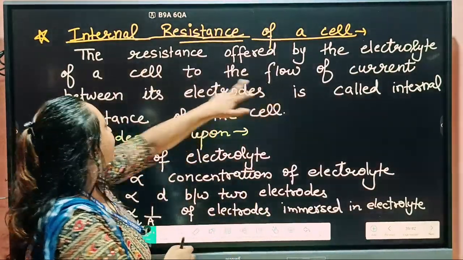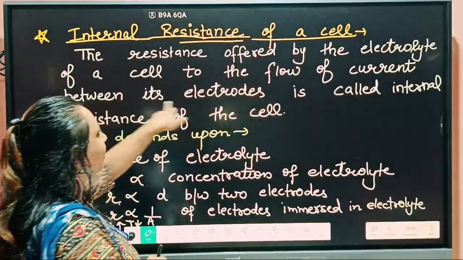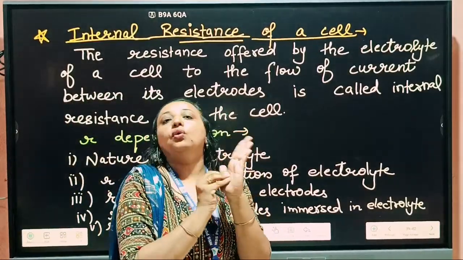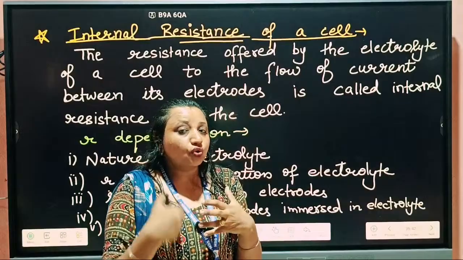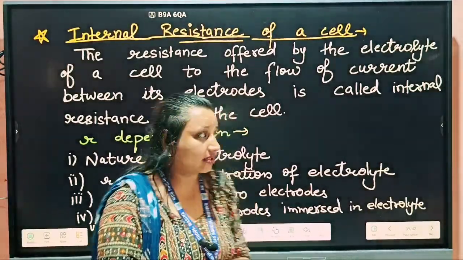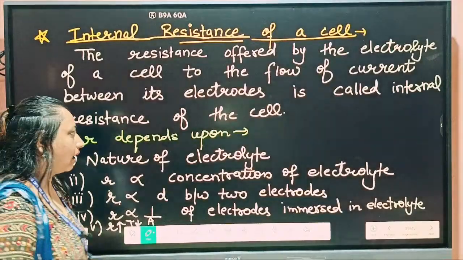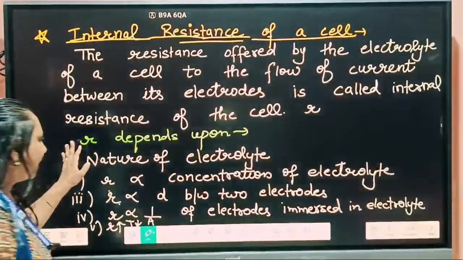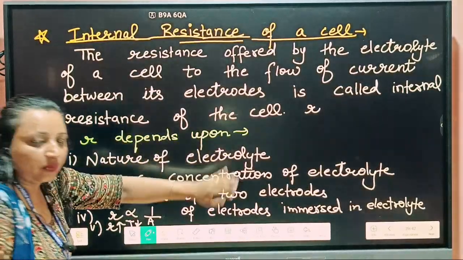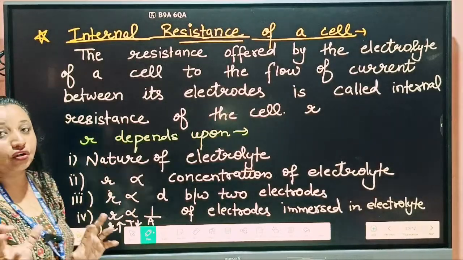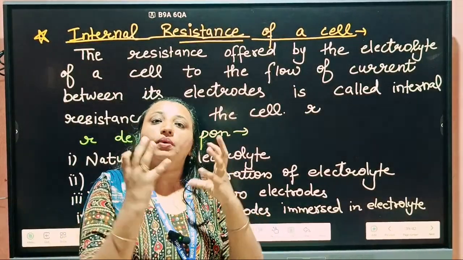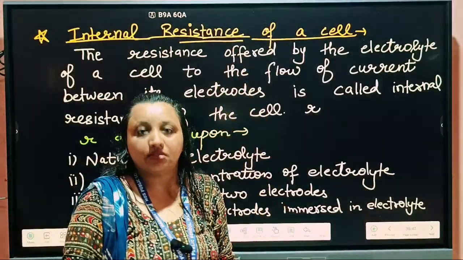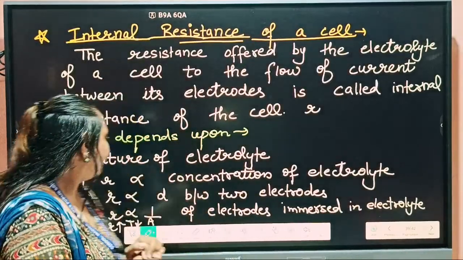So the resistance offered by the electrolyte of a cell to the flow of electric current between its electrodes is known as internal resistance. It opposes the current flow between the electrodes. It is represented by the letter small r. And this small r, this internal resistance depends on how many factors? There are 5 factors. Number 1, nature of the electrolyte. Electrolyte is a liquid in which the terminals or the electrodes are immersed, due to which current starts conducting.